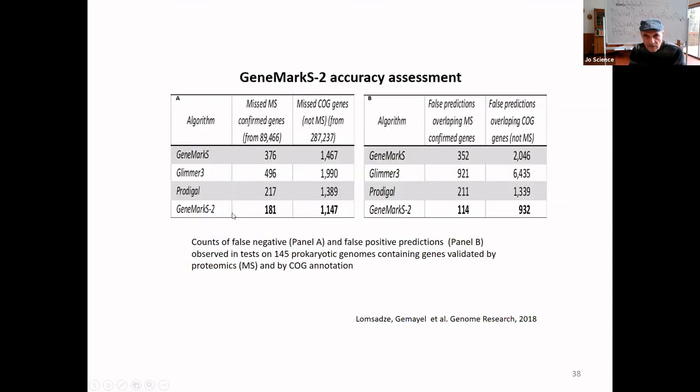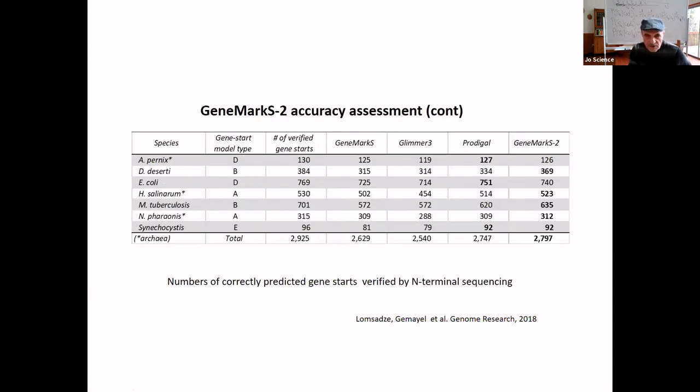We have also shown that GeneMark S2 is quite accurate. You see in the bottom, it is better in prediction of genes, high sensitivity. Panel B is false positive predictions. So we have test sets on which we can show that it works with a smaller number of errors in comparison with Prodigal, Glimmer 3, and our previous version, GeneMark S. Same thing over here. And for gene starts, the results show that GeneMark S2 is getting more correct gene starts on a set of genes with verified starts by N-terminal sequencing.